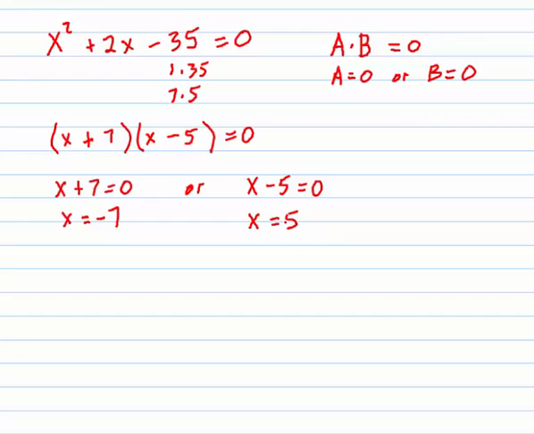Now, does it work? Let's try 5. 5 squared is 25, plus 10 is 35, minus 35 is 0. It works. And you can try this one too. Minus 7 squared is 49, plus a negative 14 minus 35 is 49 minus 49, or 0. So they both work. And that's how we solve it. When we have an x squared and an x term, then we have to factor. So this is a video on factoring and solving these equations.